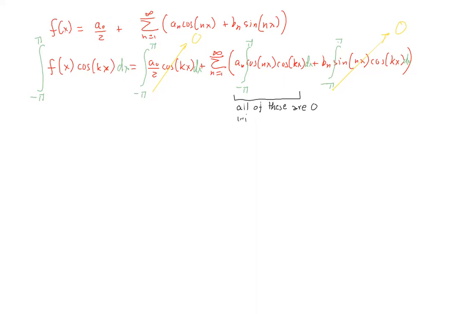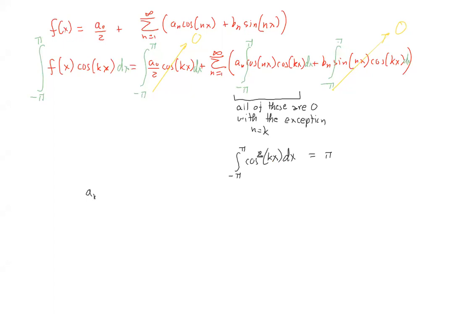All of these are zero, and this is due to some nice trigonometric identities, with the exception that n is equal to k. If n is equal to k, you can easily understand that what you get is the integral from negative pi to pi of cosine square of kx, and this is a positive function. Its integral obviously will never be zero. It turns out that this integral is actually pi.